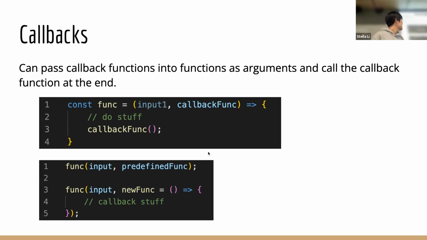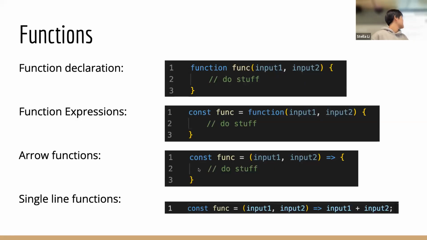And to use it, for example, if we want to run function, we give it its input, and then we can either pass in the name of a predefined function, or we can pass in a new function, declared like how we're doing with arrow functions here.